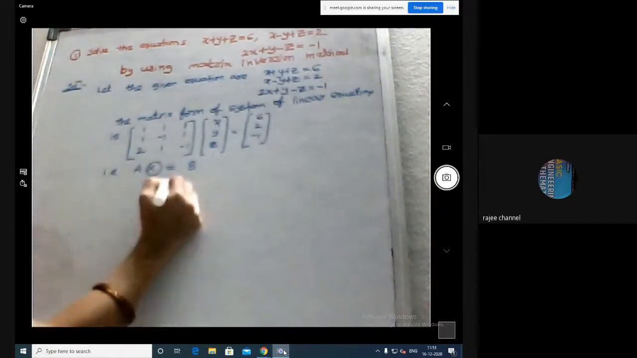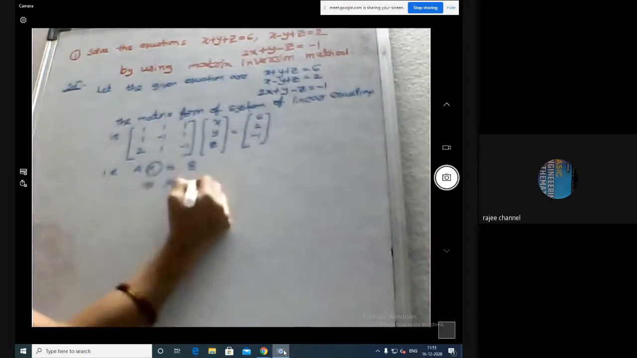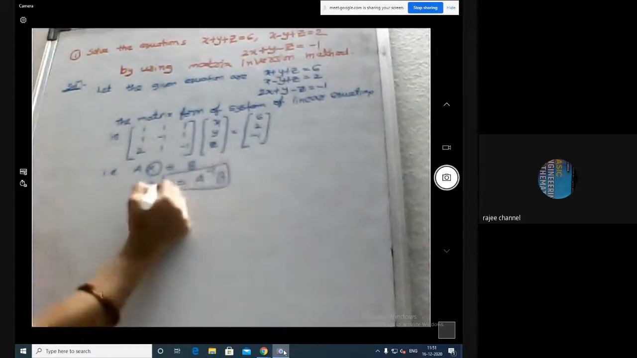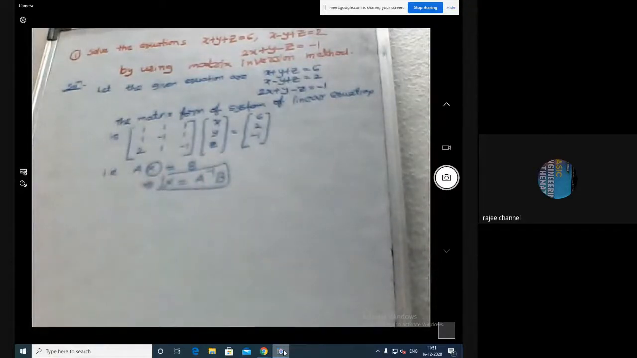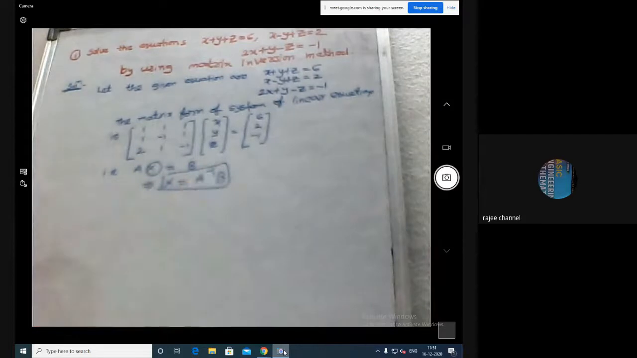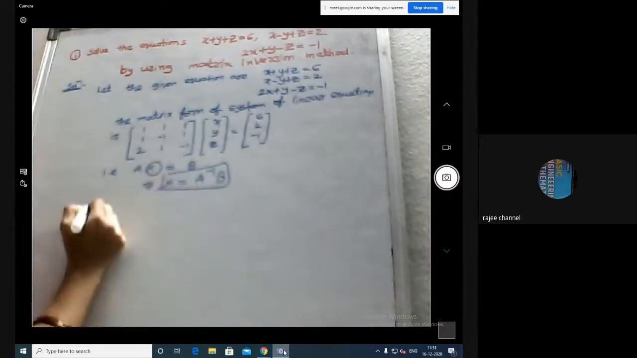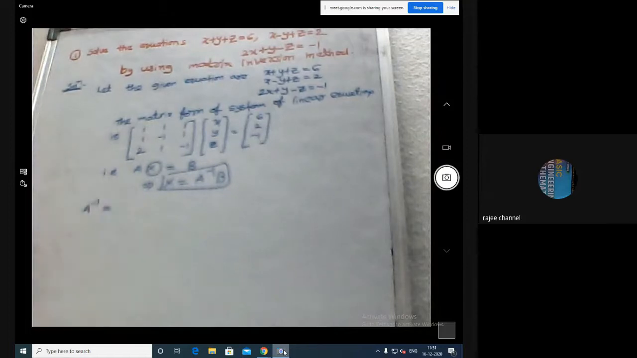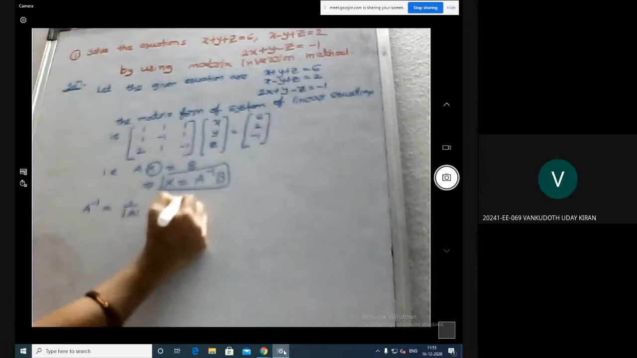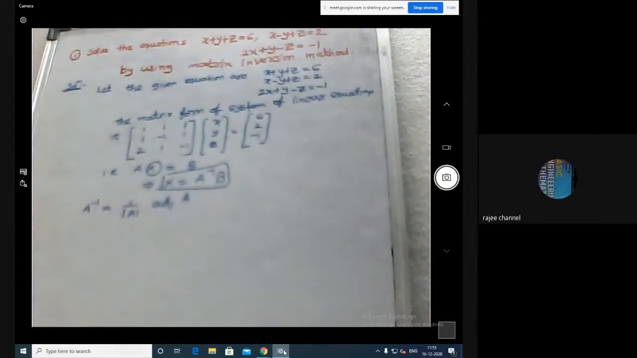What is the inversion formula? X equals A inverse B. Okay. By using this formula, we can find the capital X values. For that we need to find A inverse. A inverse means inverse of A. What is the formula for the inverse of A? 1 by determinant A into adjoint A. Now we can find adjoint A.